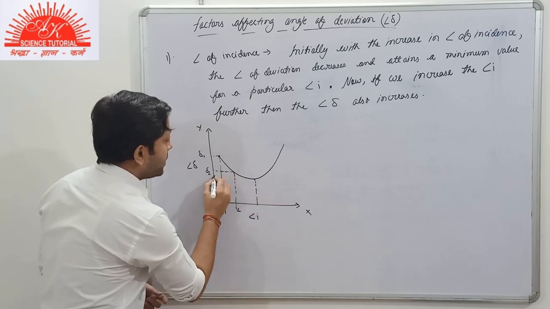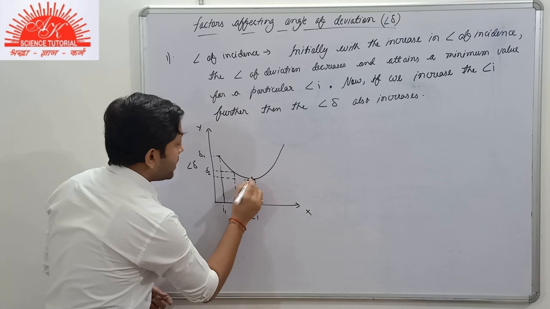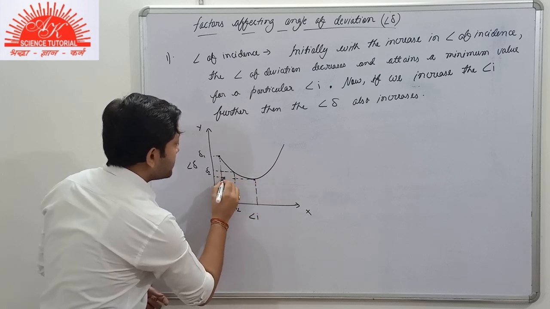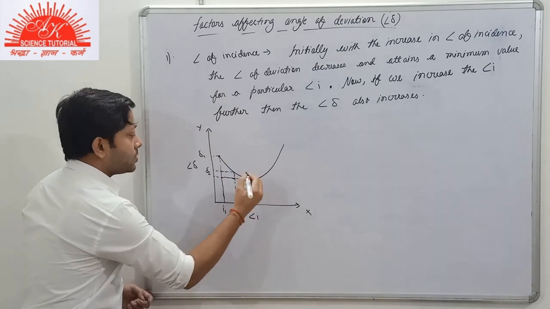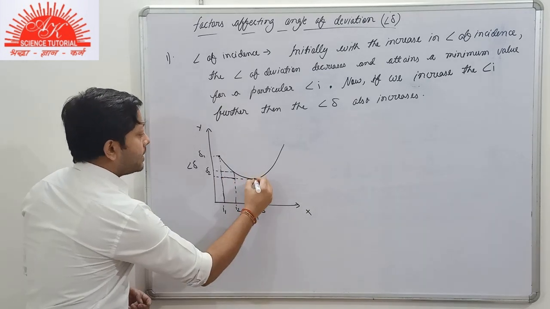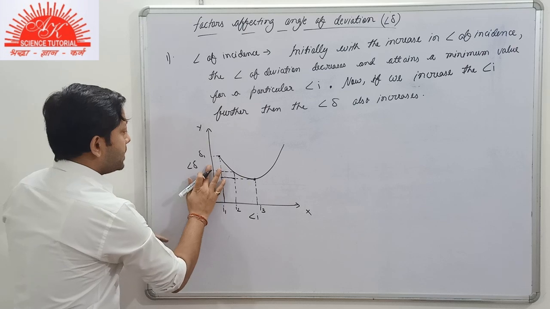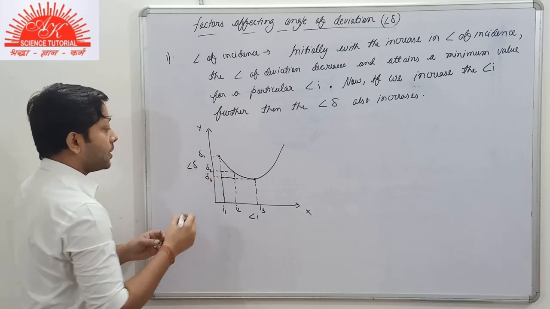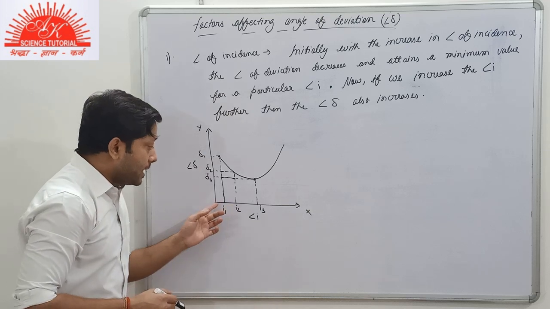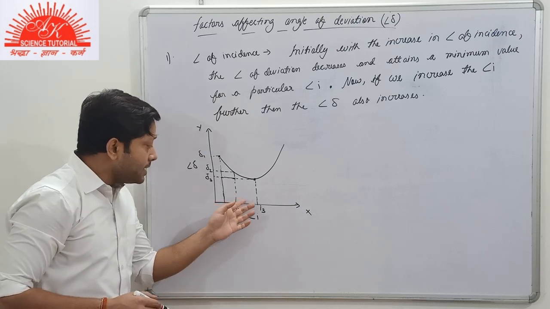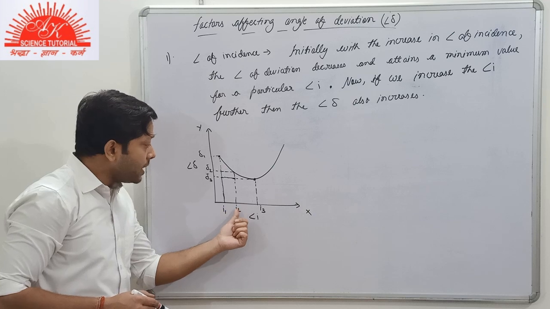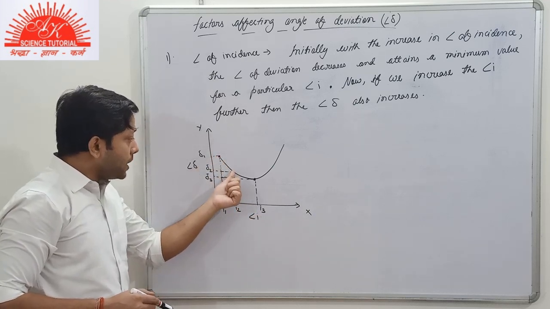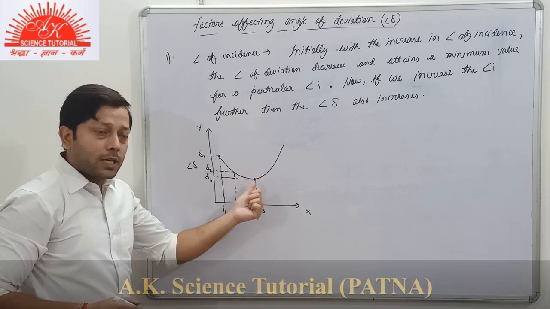For this point, the coordinates are... suppose this is I3, and for this value, this is our delta 3. This was delta 2. Obviously, you can see here that when the angle of incidence is increased from I1 to I2, then I2 to I3, the angle of deviation was decreasing from delta 1 to delta 2, and then delta 2 to delta 3.